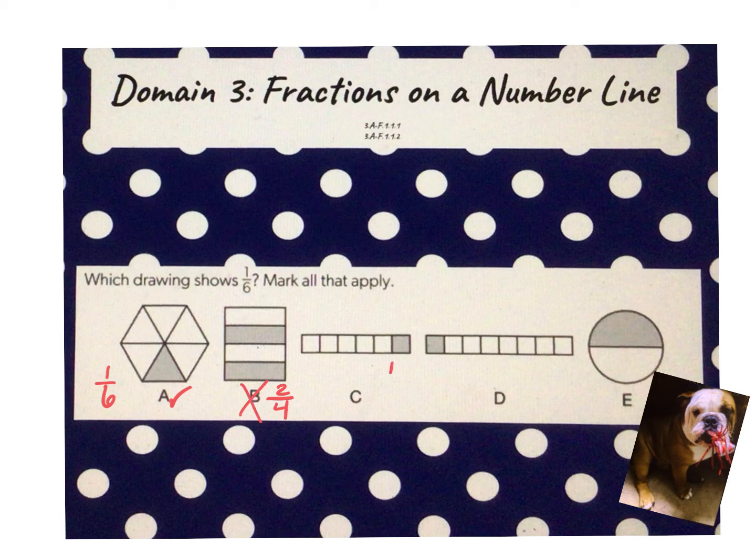This one has 1 part shaded out of 1, 2, 3, 4, 5, 6. So that would work. This one has 1 part shaded too, but let's see how many parts there are totally. 2, 3, 4, 5, 6, 7, 8. So that's 1/8. So that one wouldn't work either. And this one has 1 half shaded, and we're not looking for a half, we're looking for a 6. So the ones that would work would be A and C, showing that 1/6, so 1 part out of all 6 are shaded.